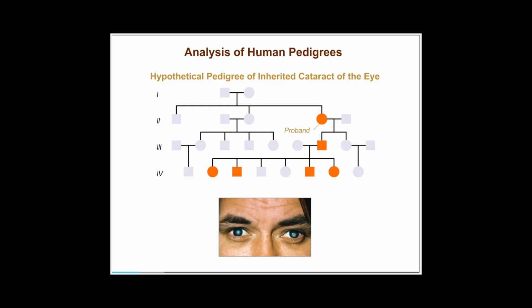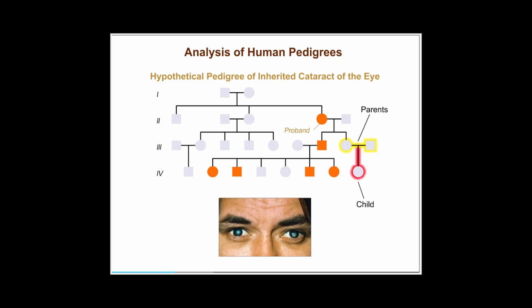Pedigree, inherited cataract. The hypothetical pedigree considered here is for eye cataracts in humans, an autosomal dominant trait. Generations in pedigrees are indicated by Roman numerals at the left of the diagram. Circles designate females and squares males. Parents are joined by a horizontal line, with a vertical line leading to their children.